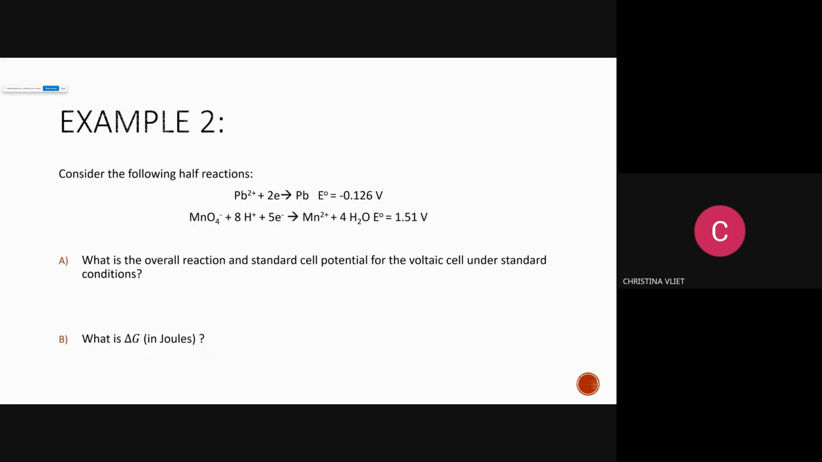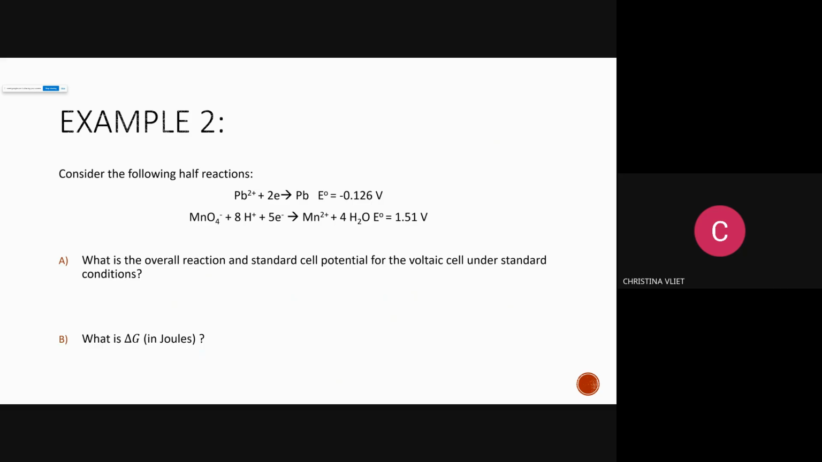All right, try this one. See if you can try the process that I just went over, it's another question. Remember, you can use the data booklet. Well, actually, you don't need it because they gave you 2 half reactions. They're asking you for the overall reaction, putting the two together, and the standard cell potential. And then they want the delta G. So see if you can try this one.